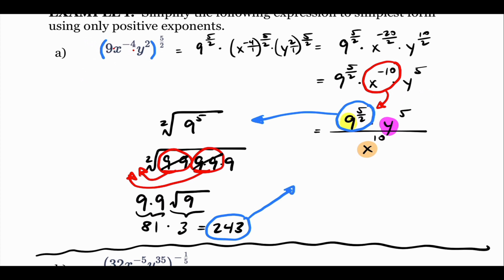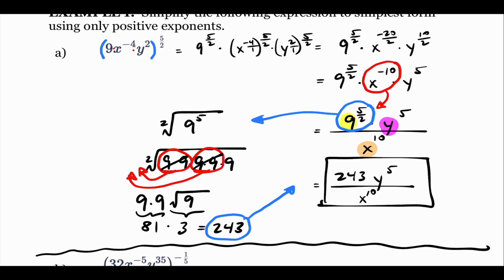So now what I'm going to do is I'm going to move it back. 243, y to the 5th, x to the 10th. Now I'm done.